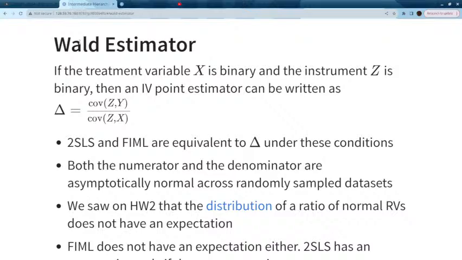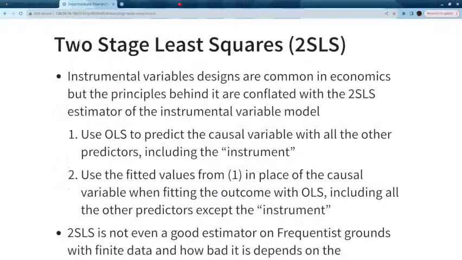So in the case where you have a strong instrument, then this estimator, at least on frequentist grounds, can be rather good. But you don't know the true population denominator. You have to estimate it, and the estimation is subject to noise, particularly if you have small samples, and things can go badly off the rails.